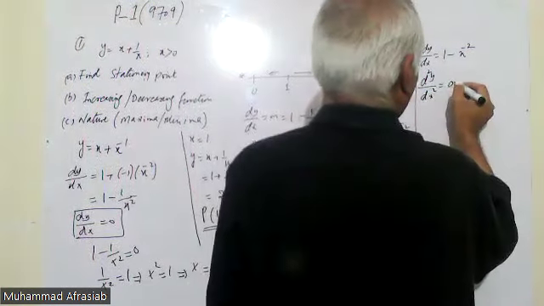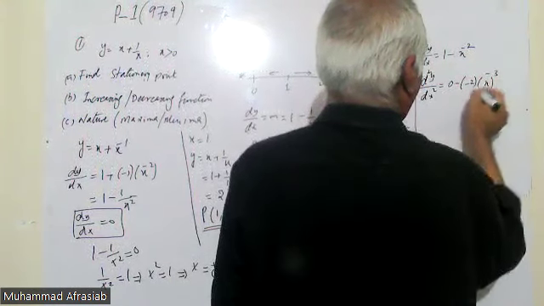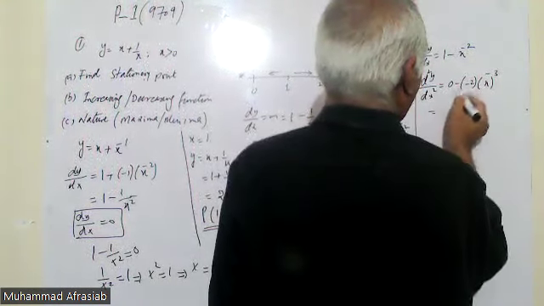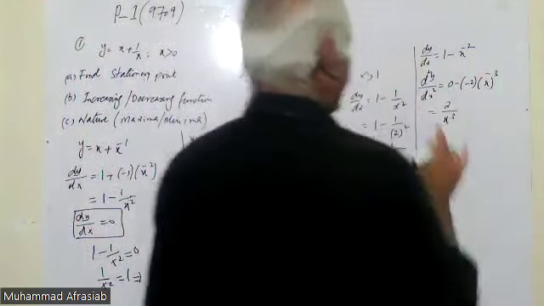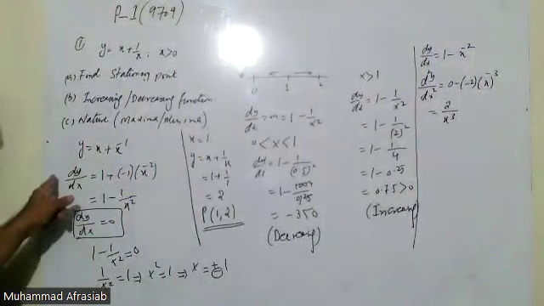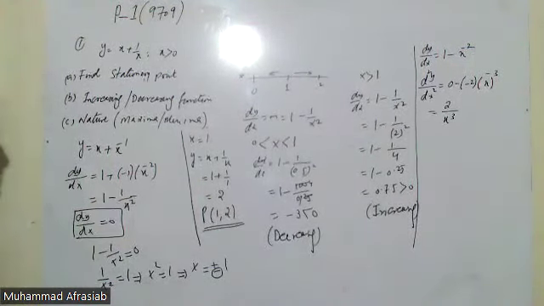That should be equal to 0 minus minus 2 into x power minus 3, or that is equal to minus minus, plus 2 over x power 3. So this is the second derivative of this function, for which dy by dx is equal to 1 minus 1 over x square.